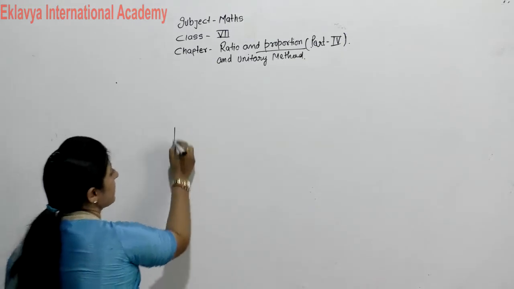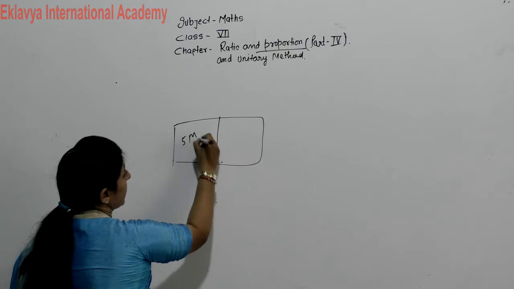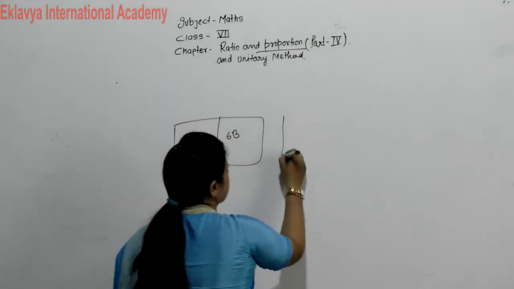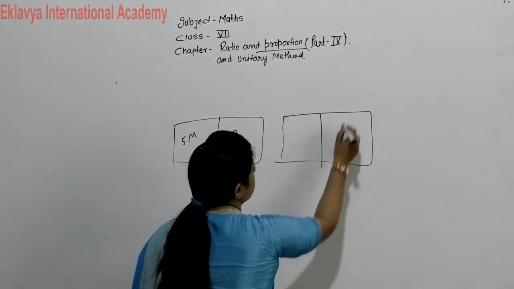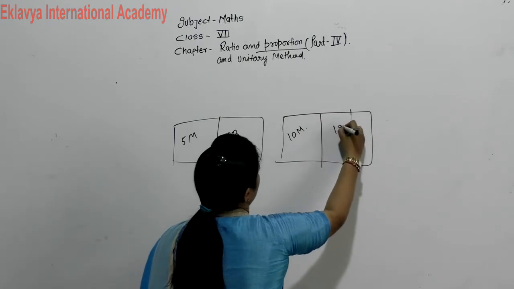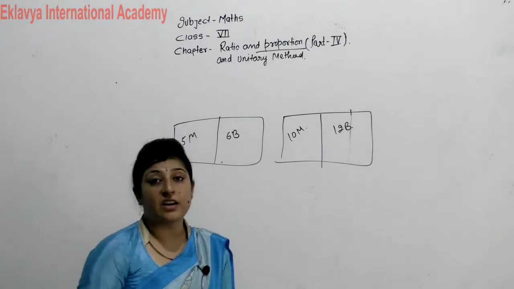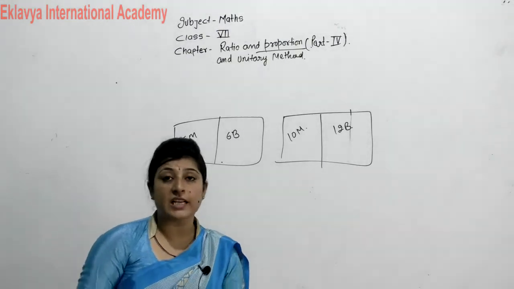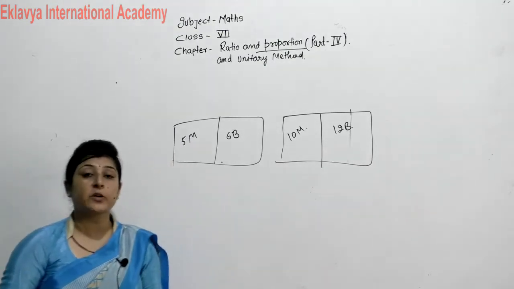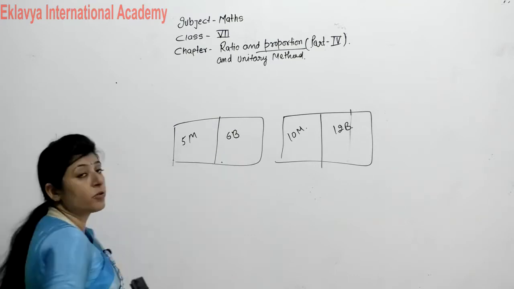Suppose in a basket there are two types of fruit, 5 mango, 6 banana. One more basket is here, 10 mango, 12 banana. So can we say which one has more value, this basket or this one? How can we compare? See this properly. We are talking about fruit.